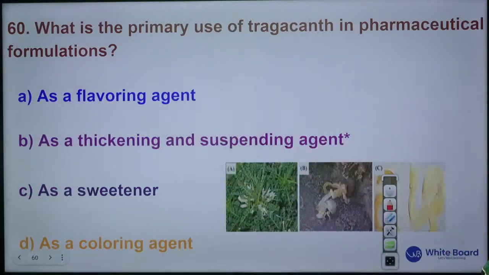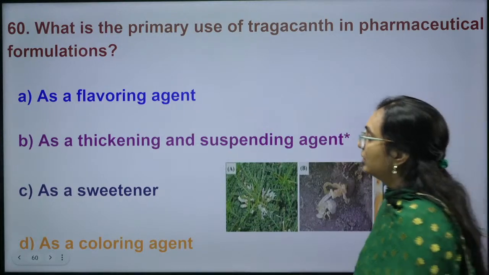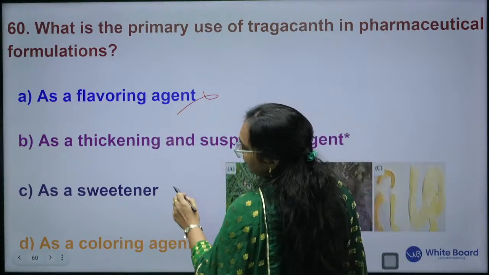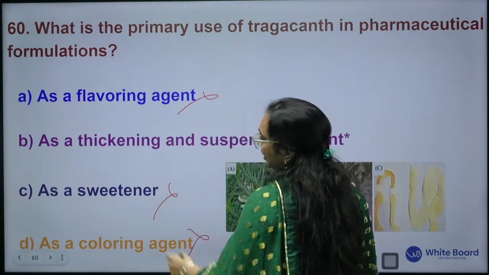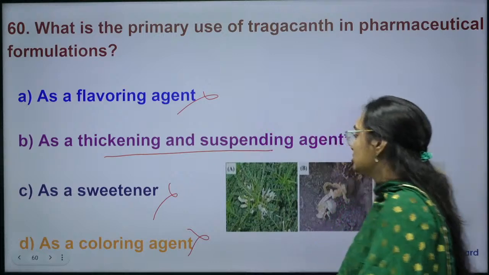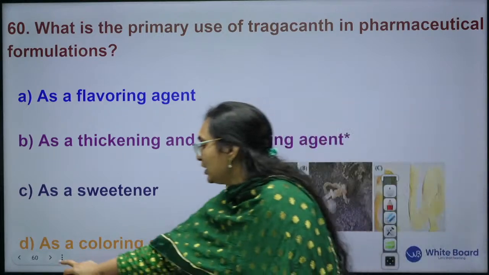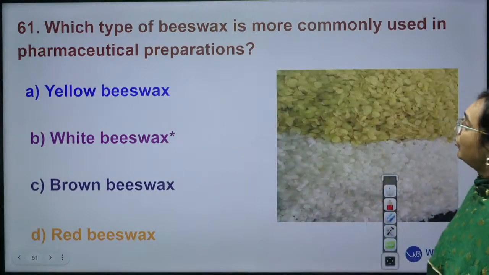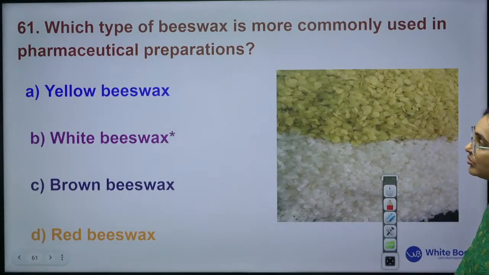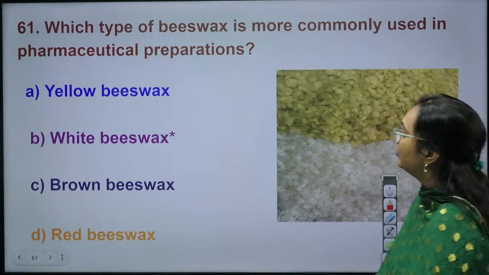Next question. What is the primary use of tragacanth in pharmaceutical formulations? Tragacanth is not used as a flavoring, sweetener or coloring agent, no. It is a thickening and suspending agent. Obvious answer. Answer is B. Next question. Which type of beeswax is more commonly used in pharmaceutical preparations? It is white beeswax.